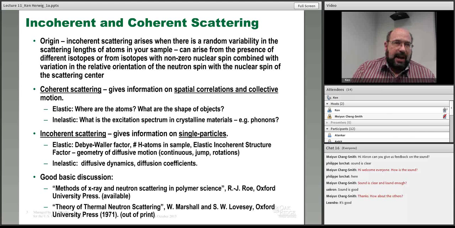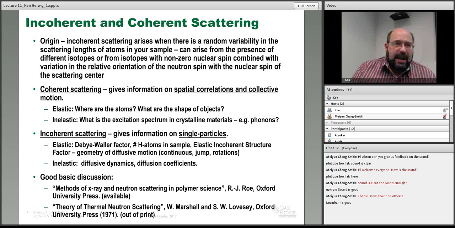Elastic incoherent scattering can give us things like the Debye-Waller factor. If you calibrated your instrument and you understand the strength of your scattering relative to a standard, you can do things like count the number of hydrogen atoms that are present in the sample. It does give us the elastic incoherent structure factor, which tells us about the geometry of the types of motion that we're probing, whether it's continuous or jump diffusion or rotations, dynamics that's restricted to a particular volume of space. Those types of things are encoded in the elastic incoherent structure factor.